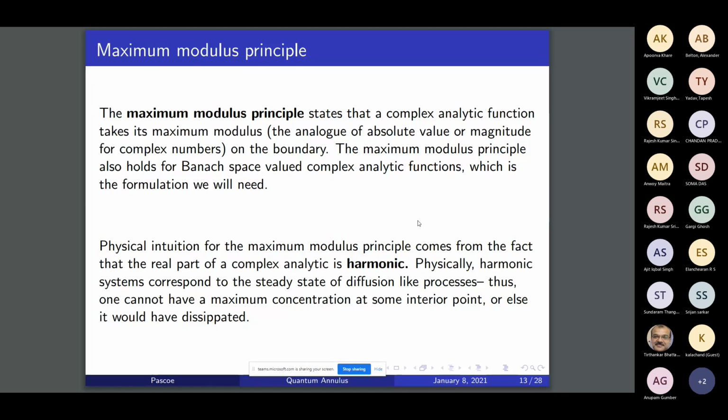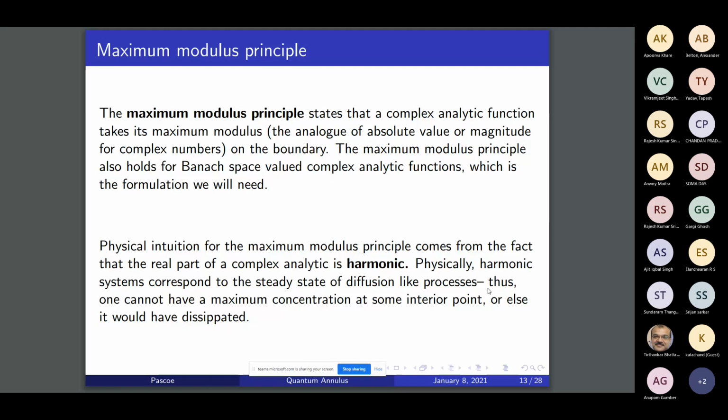So some physical intuition for the maximum modulus principle comes from the fact that if you take a complex analytic function, its real part is harmonic. And what do harmonic functions physically model? Well, physically, harmonic functions are supposed to correspond to the steady state of diffusion-like processes. And thus, you could imagine that you cannot have a maximum concentration at some interior point, or else that would have dissipated. So for example, imagine you've got a disk made out of metal.